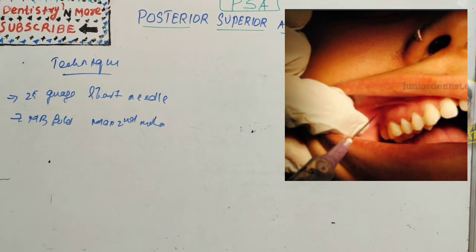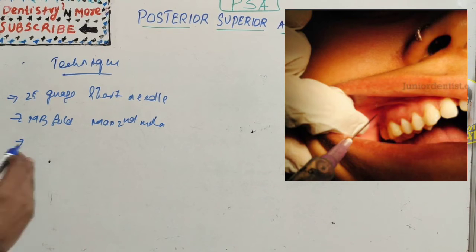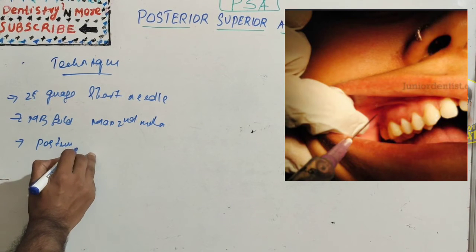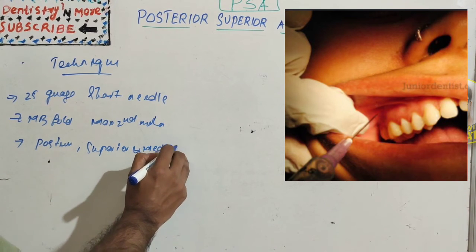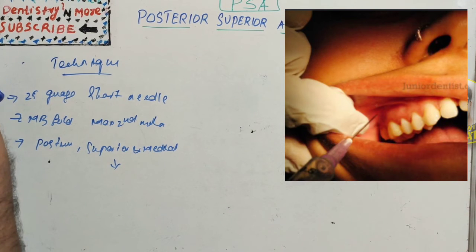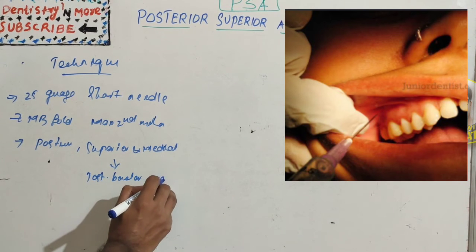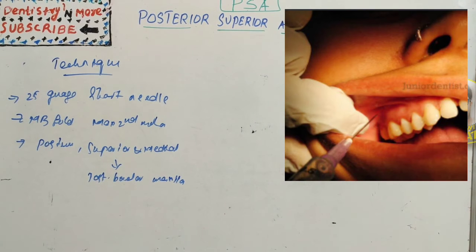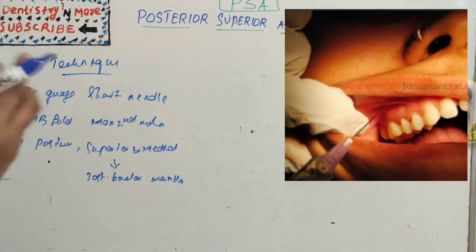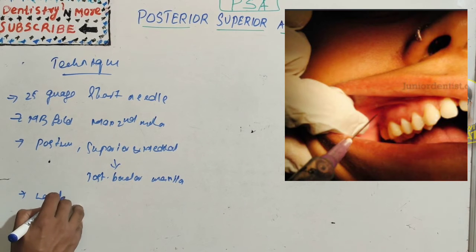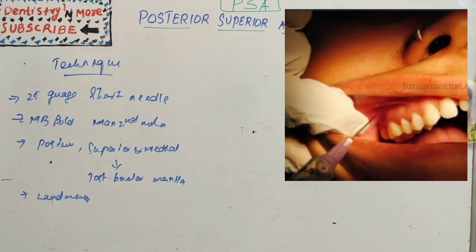So the target area is the PSA nerve, which is posterior, superior and medial to the posterior border of the maxilla. So this is the target area where the PSA nerve lies. So the landmarks are the mucobuccal fold, maxillary tuberosity and zygomatic process of maxilla. They are the landmarks.